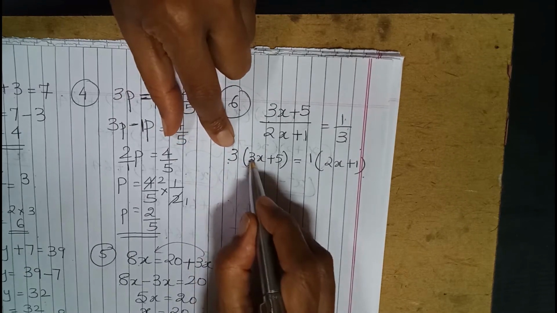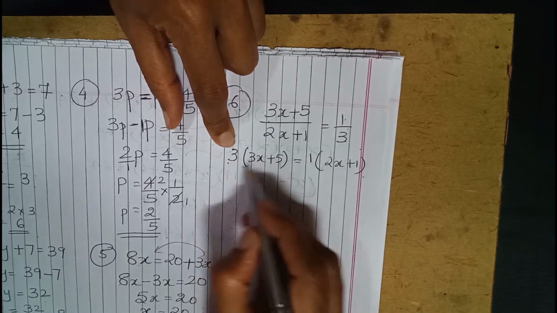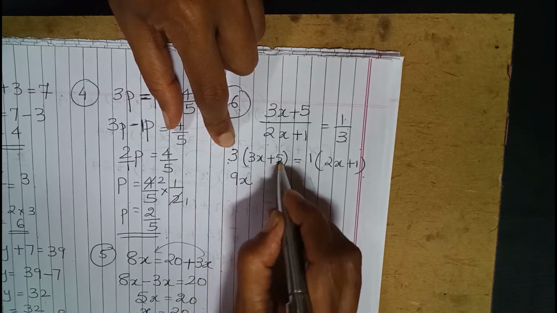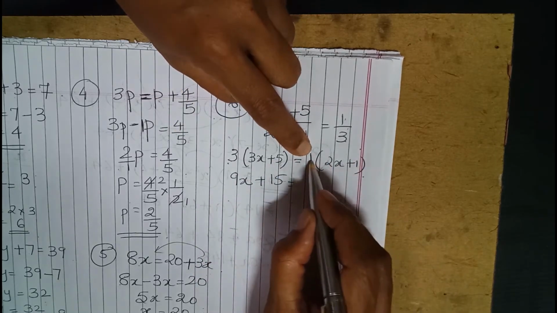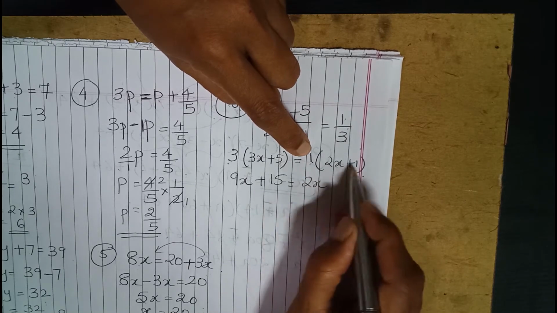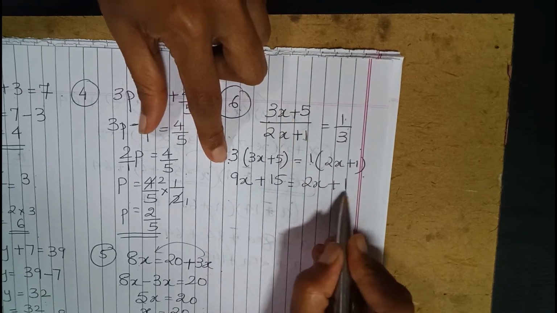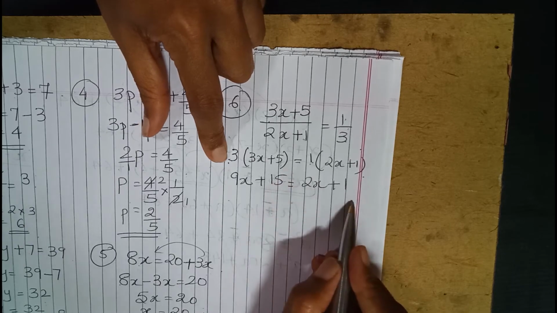That is, this 3 we multiply with both the terms. So 3 into 3 is 9x, 3 into 5 is 15. And 1 into anything is the same number. So 1 into 2x is 2x, 1 into 1 is 1. Now you can see we got a simple linear equation in one variable.